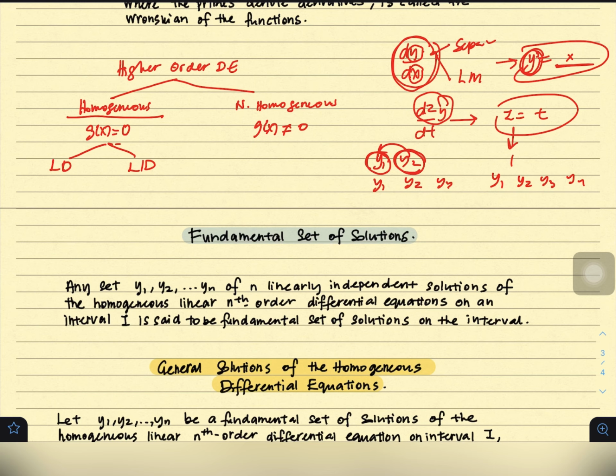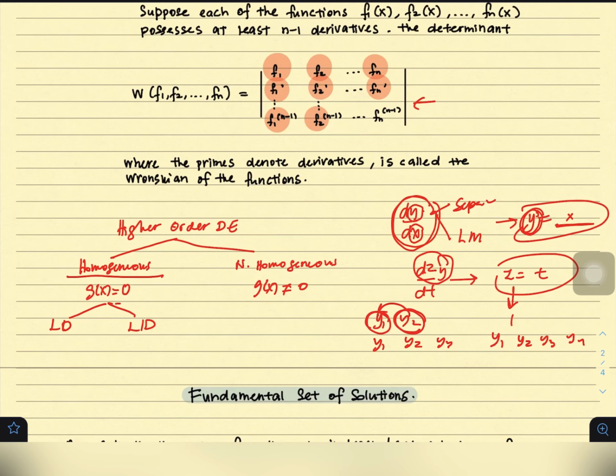So how to determine whether our solution is dependent or independent? By using the Wronskian value, where the Wronskian value is the determinant of a matrix. How do we get this matrix? It depends on our order. If the order of our differential equation is 2, we will get a 2 times 2 matrix. If the order of our differential equation is 3, we will get a 3 times 3 matrix.